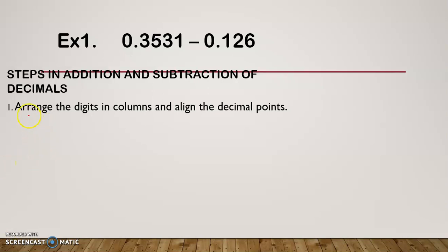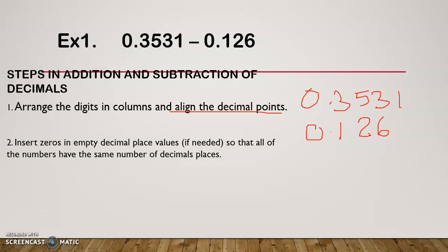First, you have to arrange the digits in columns and align the decimal points. This is very important. So let us rewrite this one: 3,531 10,000s, and then this is 126 thousands.